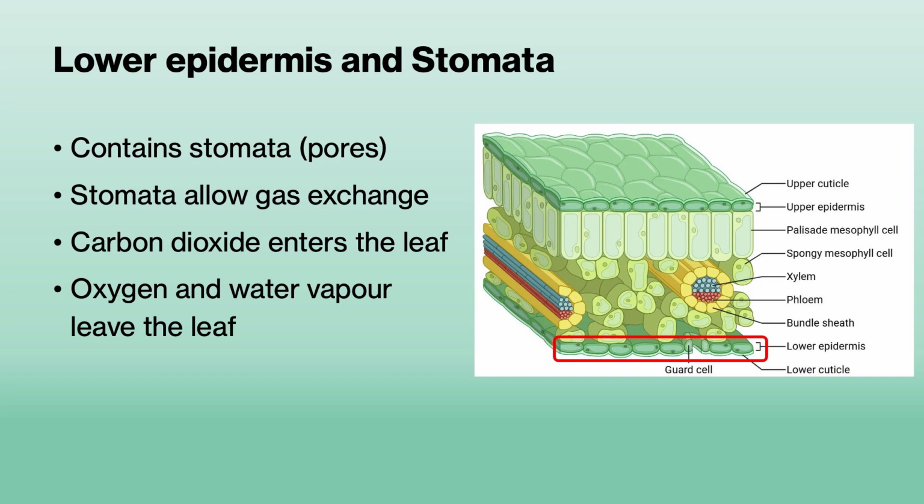At the bottom of the leaf is the lower epidermis. This layer contains small openings called stomata. Stomata allow gases to move in and out of the leaf. Under sunlight, carbon dioxide enters the leaf for photosynthesis, while oxygen and water vapor leave.